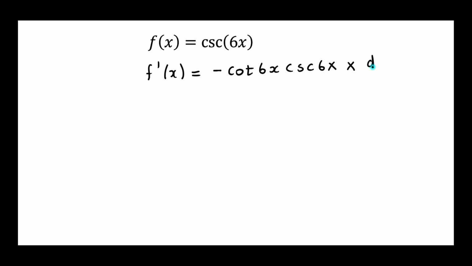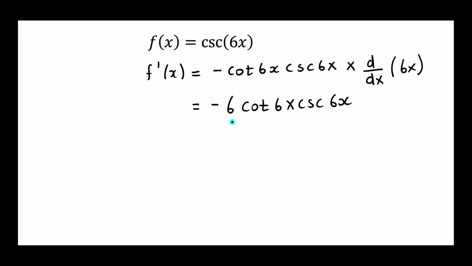I differentiate this with respect to x. This is my inner function. This was my outer function differentiated. Now I differentiate the inner part, and if I differentiate that, that would simply give me 6. So I'll write 6 cot 6x cosecant 6x. That would be my final answer.